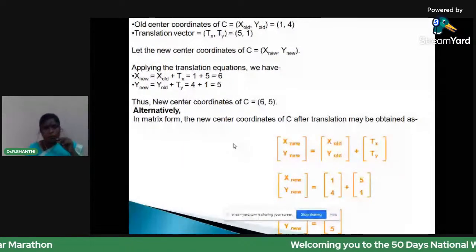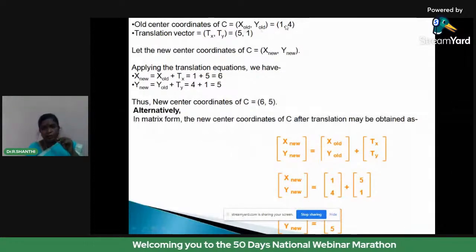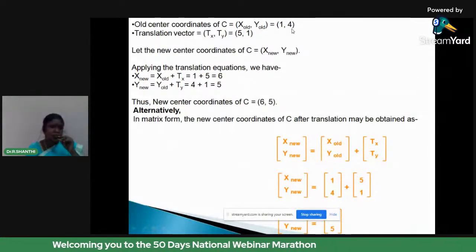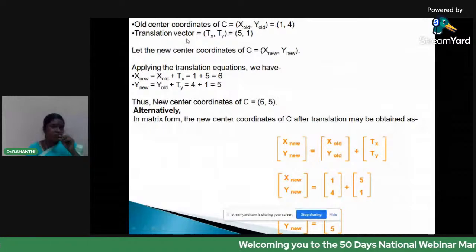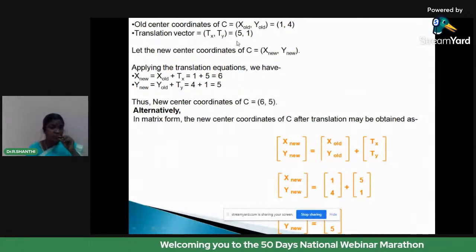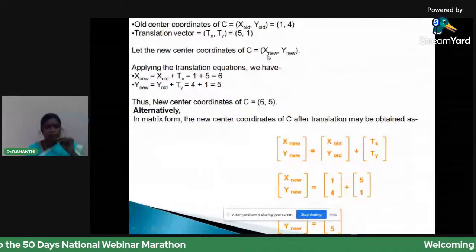See, the old coordinate center, that is x comma y. Consider you have an object in the location 1 comma 4. So my x value will be 1 and my y value is 4. I just want to translate the object to some other location, which I have given as a translation vector, 5 comma 1. So what will the new center coordinates be?